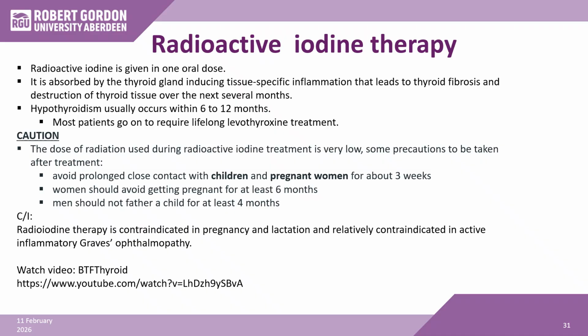That means the person will now require lifelong levothyroxine treatment. Caution with this one: the dose of radiation used during radioactive iodine treatment is very low, but some precautions need to be taken after treatment. First, they have to avoid prolonged close contact with children and pregnant women for about 3 weeks. Women should avoid getting pregnant for at least 6 months, and men should avoid fathering a child for at least 4 months.